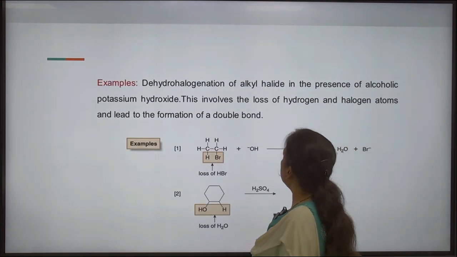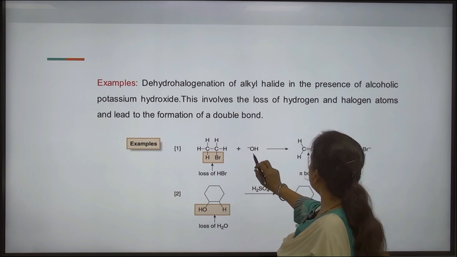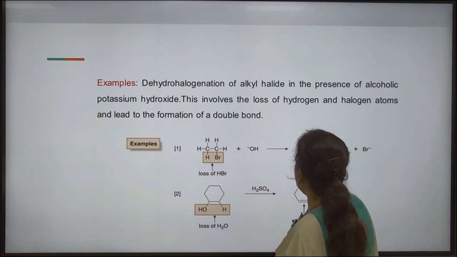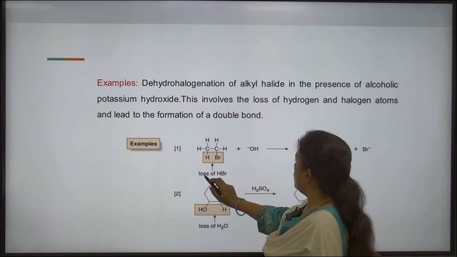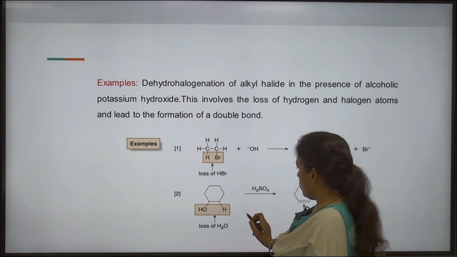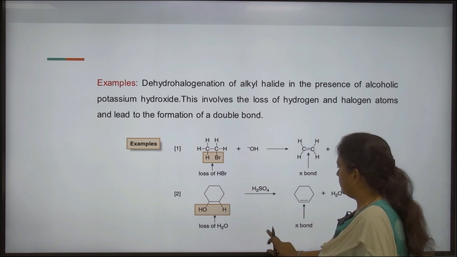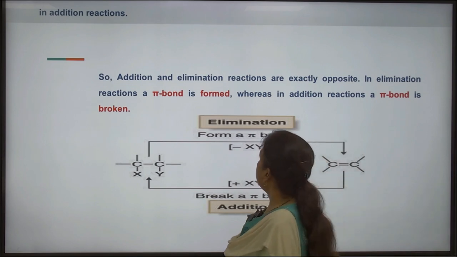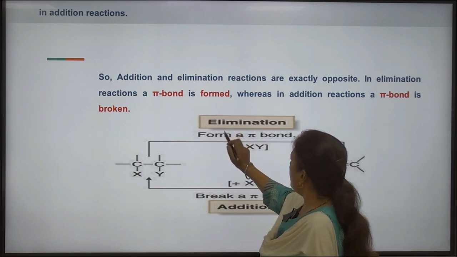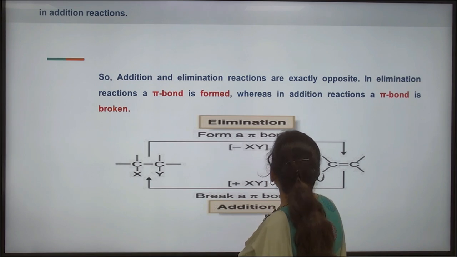Example, dehydrohalogenation of alkyl halide in the presence of alcoholic potassium hydroxide. This involves the loss of hydrogen and halogen atoms and leads to the formation of a double bond. And this reaction shows loss of hydrogen and bromine atom and formation of a pi bond. And this reaction also shows loss of water molecules and formation of a pi bond. So, addition and elimination reactions are exactly opposite. In elimination reaction, a pi bond is formed, whereas in addition reaction, a pi bond is broken.